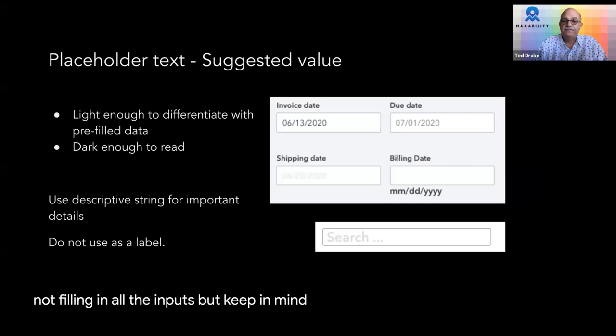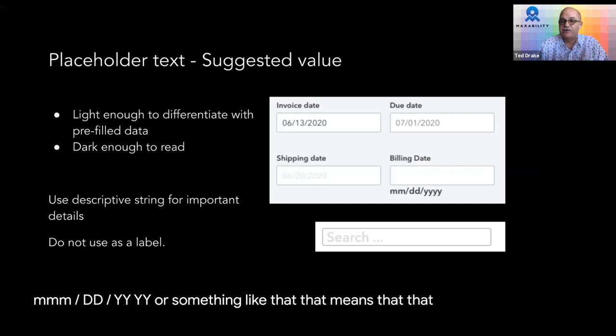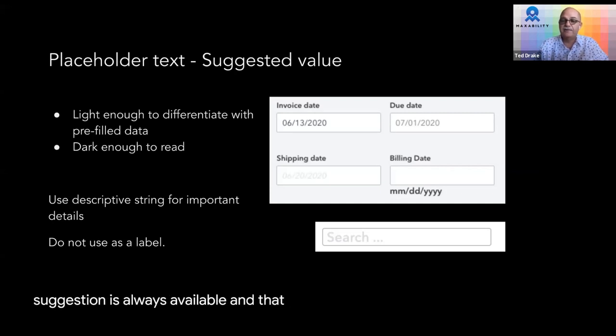But keep in mind, the best solution is not to use a placeholder. The best solution is to use optional text, for instance, that sits underneath the input and gives the user the format that they need, mm/dd/yyyy or something like that. That means that that suggestion is always available. And that is our design pattern best practice, is to use that optional text.